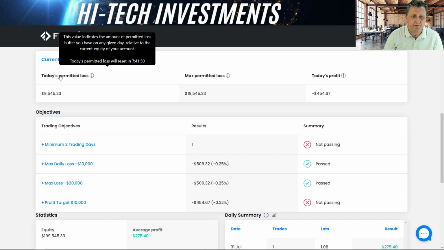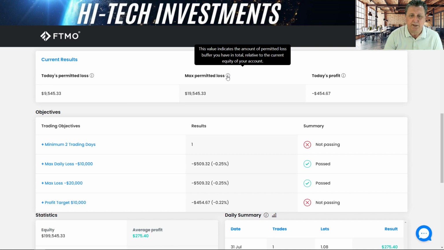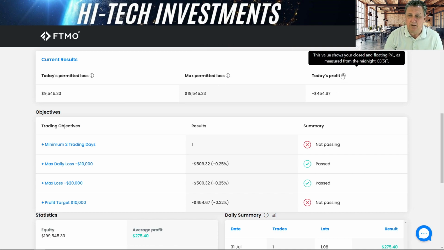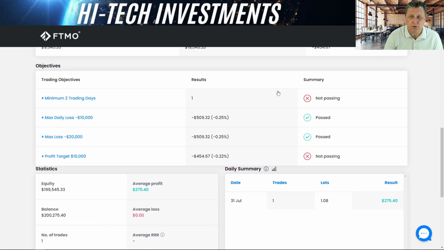And then you have total days permitted loss. Again, there is a reset, and there's an update every single day. Today's permitted loss, 9,545. Max permitted loss overall, 19,545. And today's profits show floating profit measured. And obviously, if we have a look here, we can see minimum trading days. Right now, we only have 1 trading day, so we haven't passed. It doesn't really matter, so that one is the easiest one, obviously, to get by.